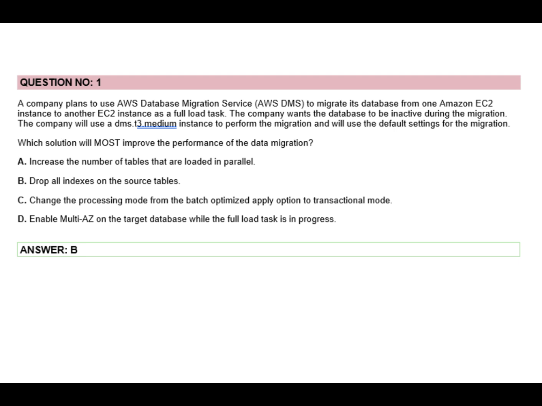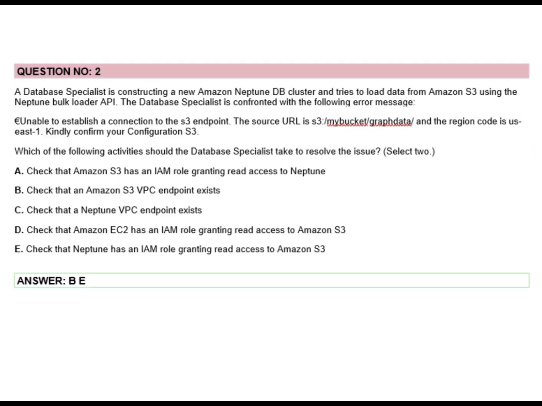A. Increase the number of tables that are loaded in parallel. B. Drop all indexes on the source tables. C. Change the processing mode from the batch-optimized apply option to transactional mode. D. Enable multi-AZ on the target database while the full load task is in progress. Answer B.